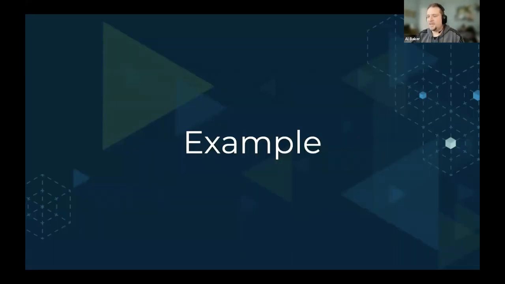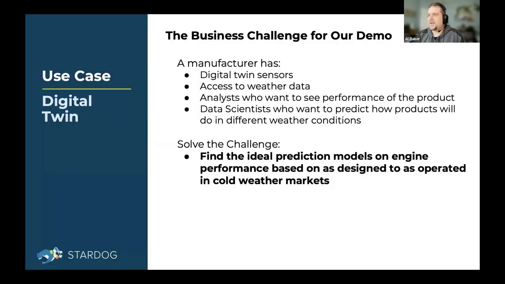All right, so that's the overall story on how we're approaching manufacturing. And now let's take a look at a particular use case. This is a digital twin use case where a manufacturer has sensors, perhaps some access to third-party data like weather information, analysts who want to see the performance of the product, and data science who wants to predict how that product will do in different weather conditions. If the product as designed is going to work well or not well, this could open up the Canadian market or the Scandinavian market. And so our challenge is to find the ideal prediction model on that engine performance as designed to as operated in these colder weather markets.